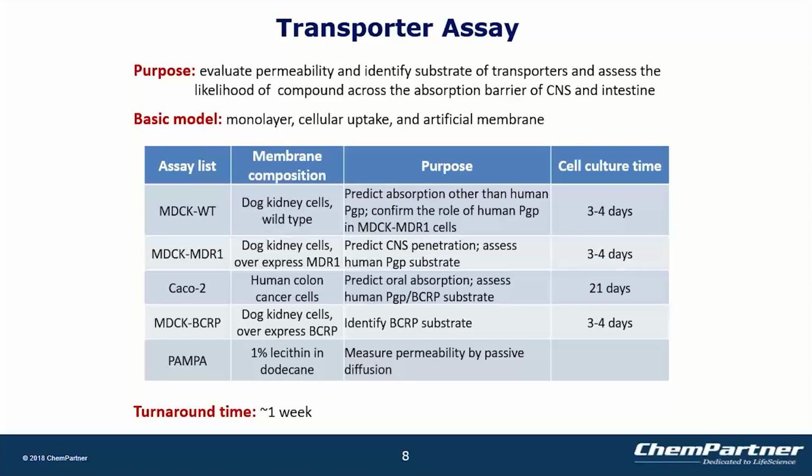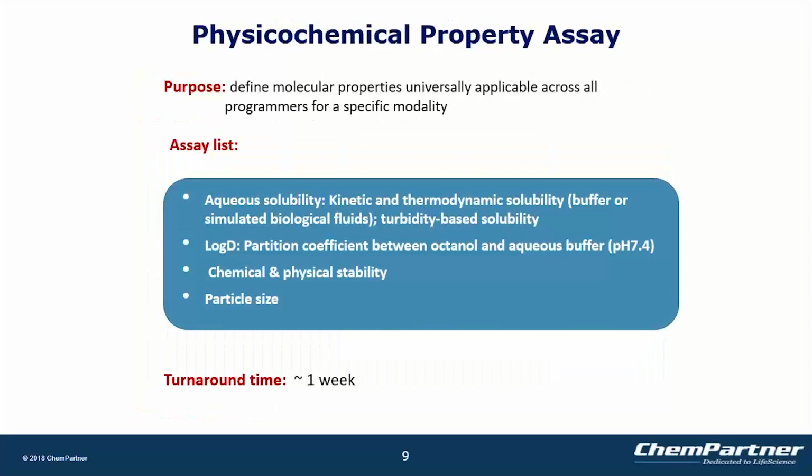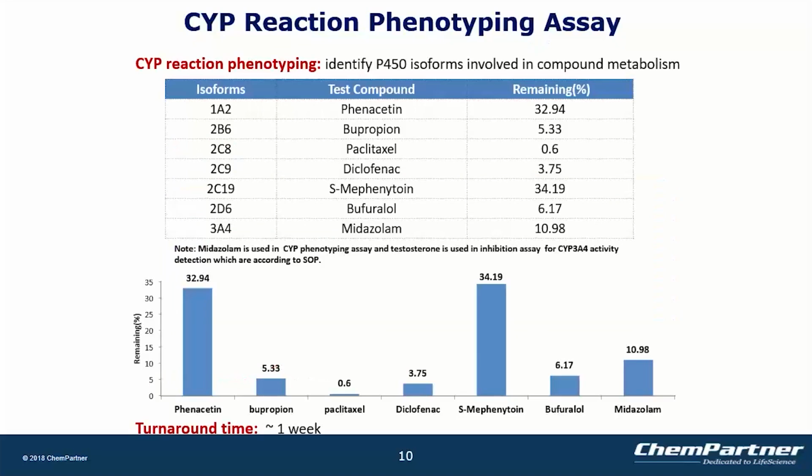And then we have physical chemical property assays. We measure solubility, as I mentioned, thermodynamic and kinetic solubility. We do logD, chemical physical stability, and particle size assays. Turnaround times are about one week. And the next assay is a more advanced assay, CYP phenotyping assays. We do these assays according to FDA guidance, measuring different isoforms. This is a part of FDA submission.